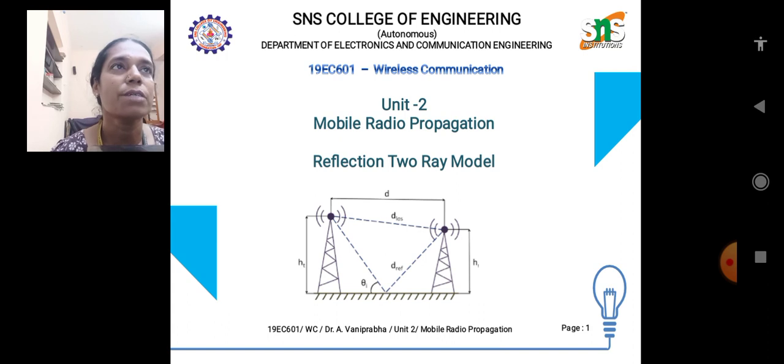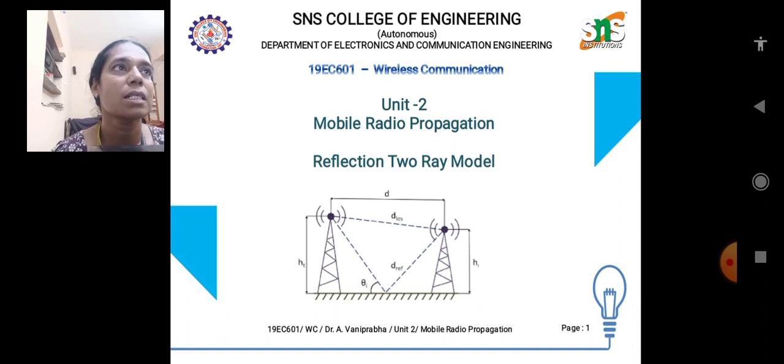The first feature is the direct path and the ground reflected path. The model considers two paths, as shown in the figure here. One is the direct path, which is the direct line of sight from the transmitter to the receiver, whereas the other one is the reflected path, which hits the ground and reflects back to the receiver. These are the two paths that the signal takes from the transmitter to the receiver.